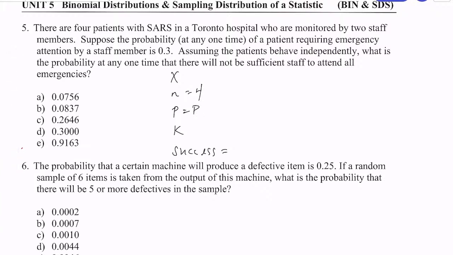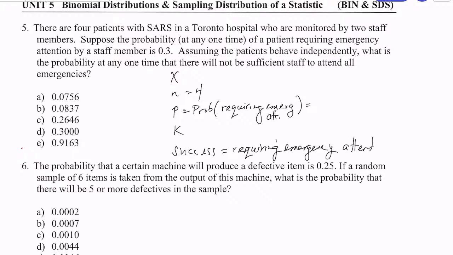So this is the probability of requiring emergency attention, and the chance is 0.3. Assume patients behave independently. So that means just because one requires emergency attention doesn't mean that another one does.